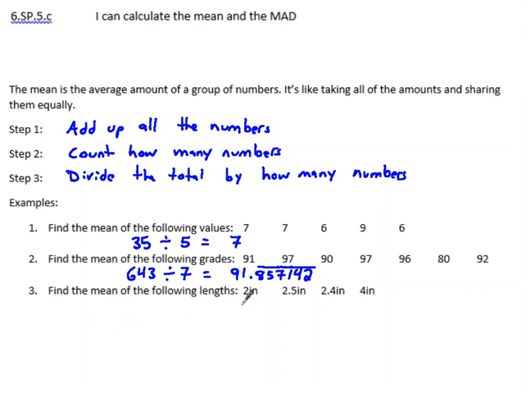On our next one, we're going to add 2 plus 2.5 plus 2.4 plus 4. And that gives me a total of 10.9. I'm going to count how many there are. There are 1, 2, 3, 4, and I'm going to divide that. So 10.9 divided by 4 is 2.725 inches as the average mean length.